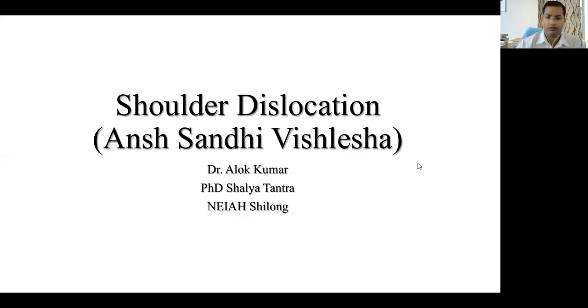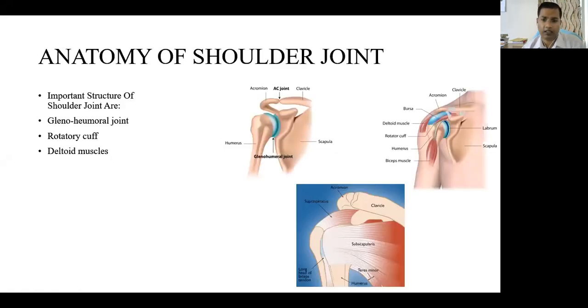Answer Sandeep Vishlesh. So before going to discuss the shoulder dislocation, we must know a little about the anatomy of the shoulder joint. The most important structure of this shoulder joint is the glenoid cavity present in the scapula, and the humeral head, which is connected to it. This is the glenohumeral joint, and the other joint is the acromioclavicular joint, which are important joints in the shoulder.